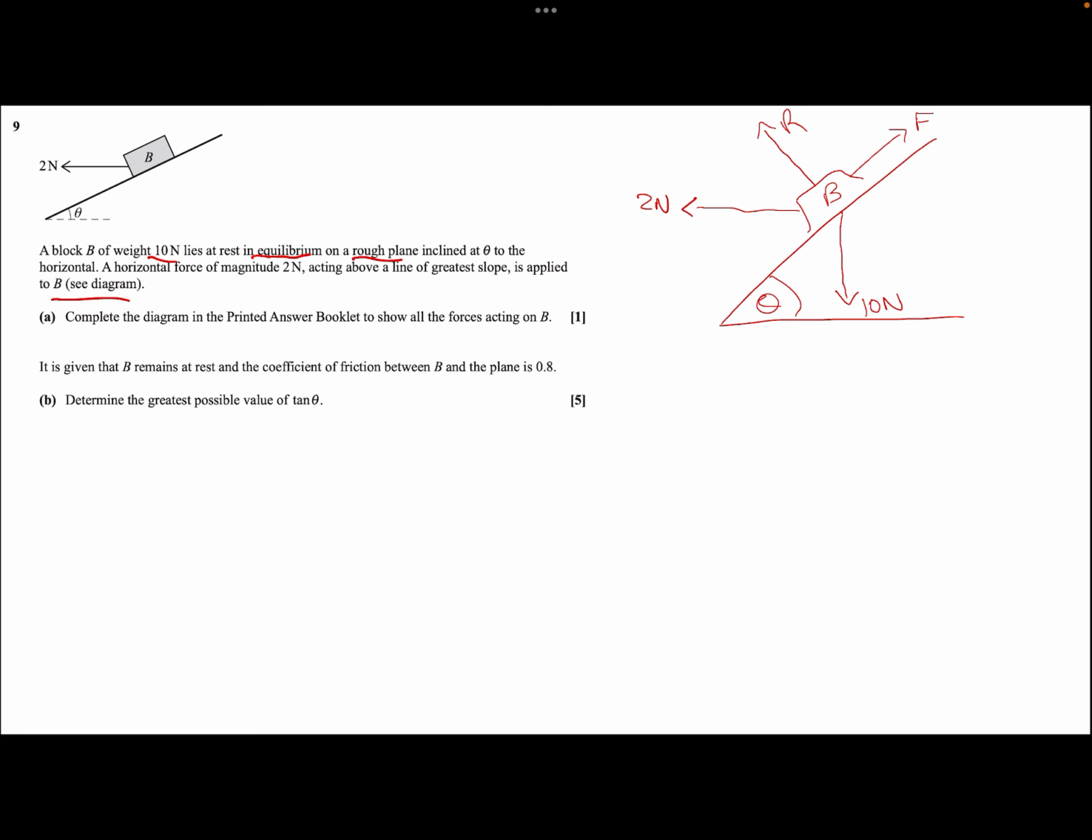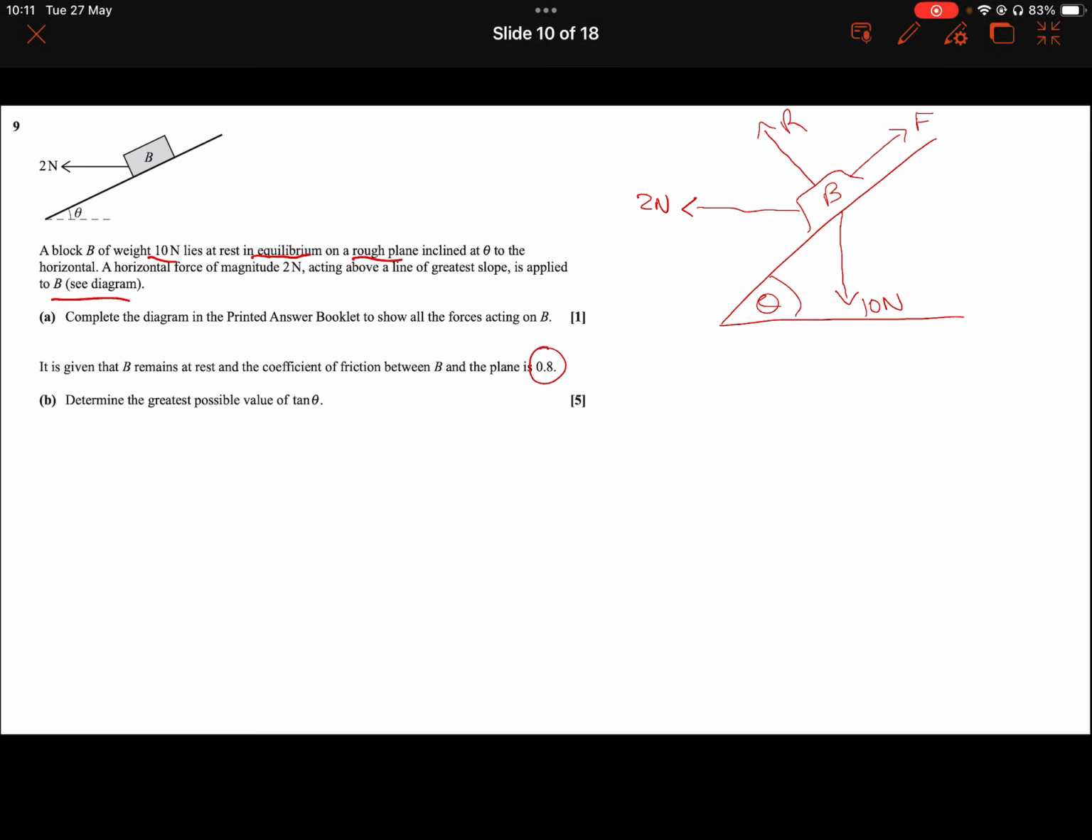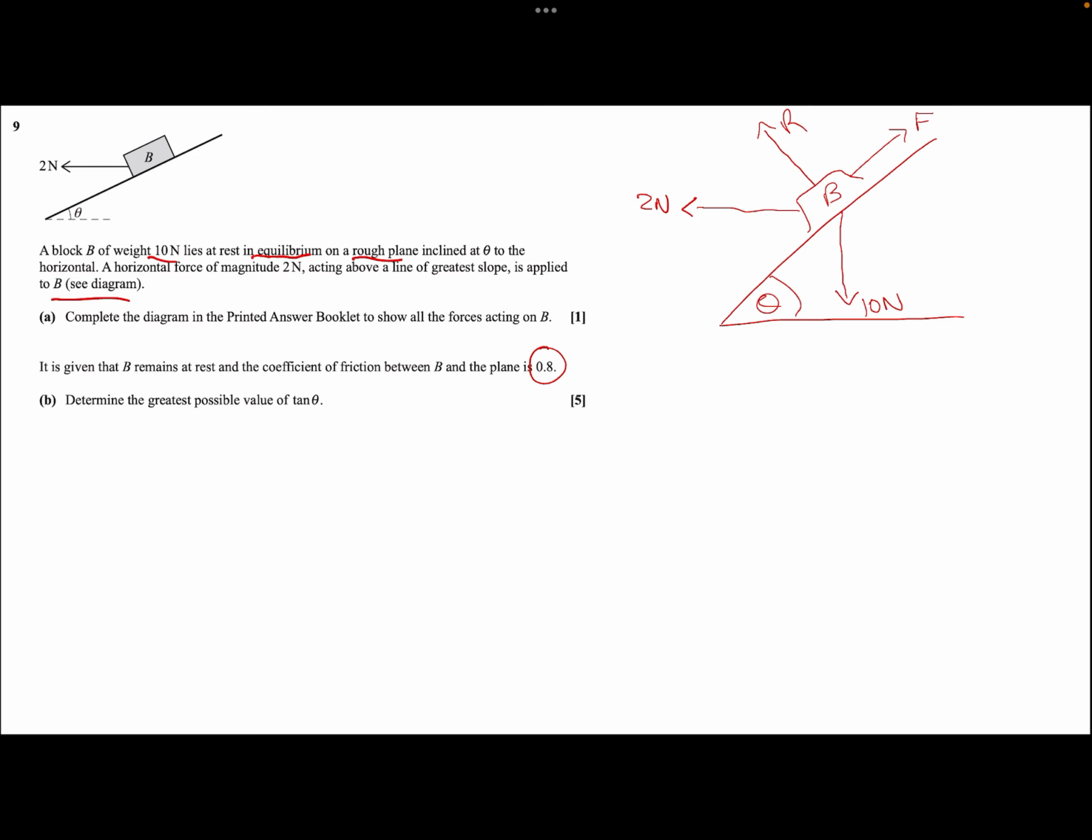Okay, part B. It is given that B remains at rest and the coefficient of friction between the plane and B is 0.8. Determine the greatest possible value of tan theta. So, what do we need to do first? Well, we need to resolve our forces. Let's start with this one.